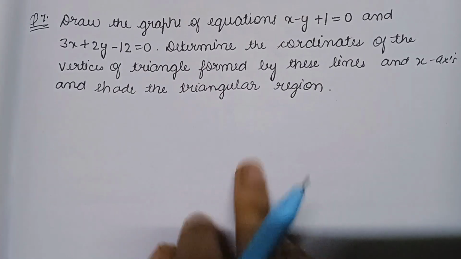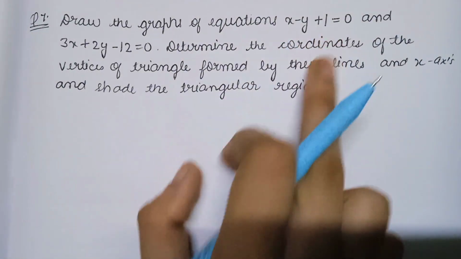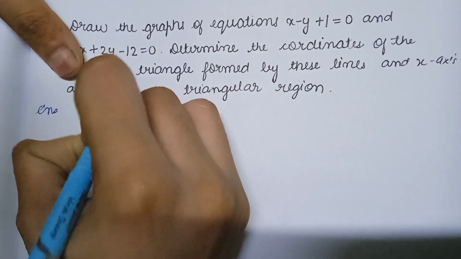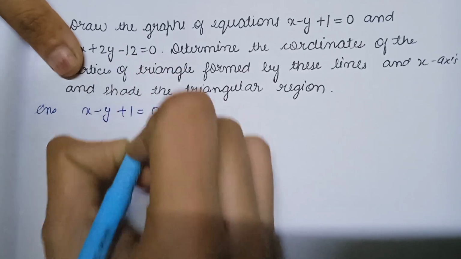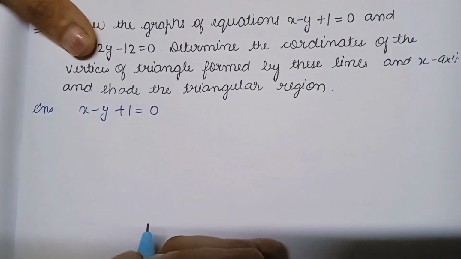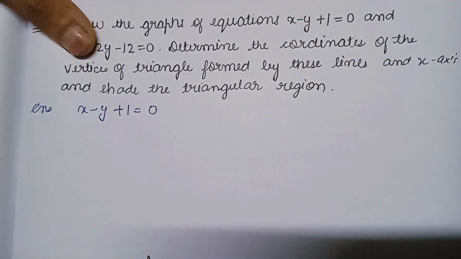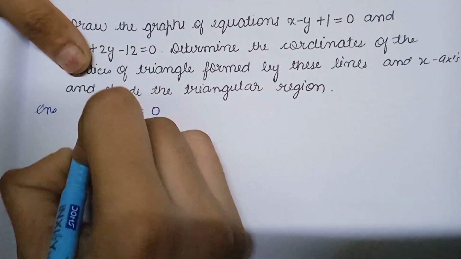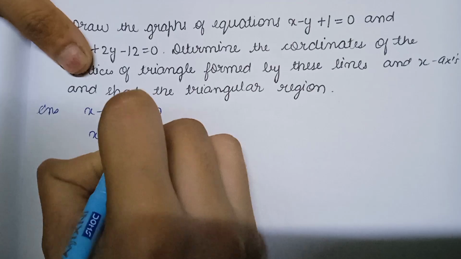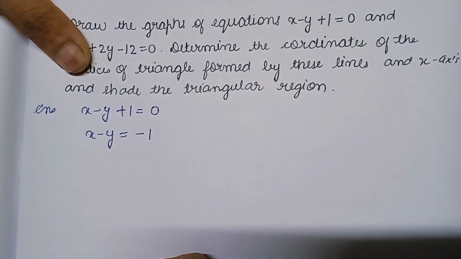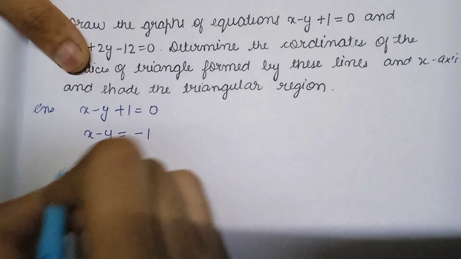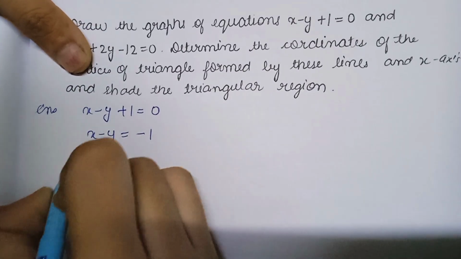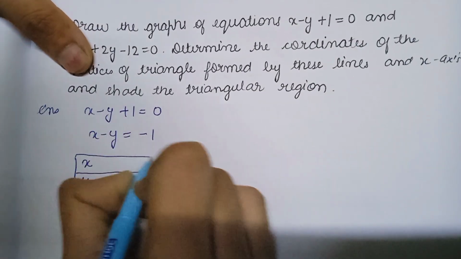So first equation हमारी x minus y plus 1 is equal to 0. Let us first determine the points for these equations so that they can be plotted on a graph. This can be written as x minus y is equal to minus 1. Now we have to find out the values for x and y which satisfy this equation.